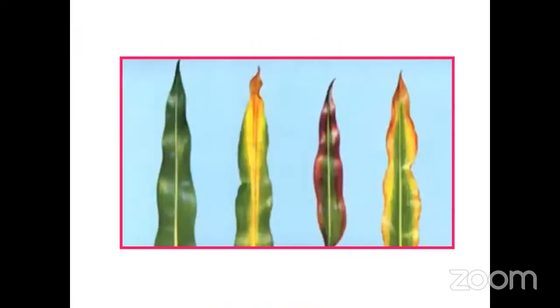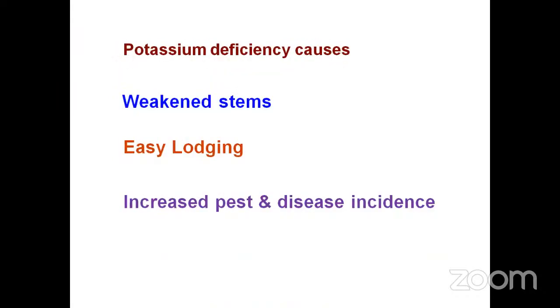So potassium deficiency causes weakened stems and easy lodging. Lodging means plants can fall on the ground because of the potassium deficiency. Increased pest and disease incidents can occur. More disease will occur because of the potassium deficiency in the plant. So potassium is a very important nutrient.